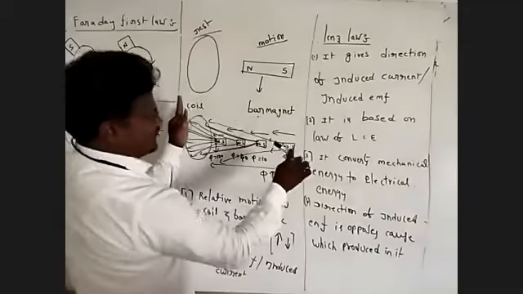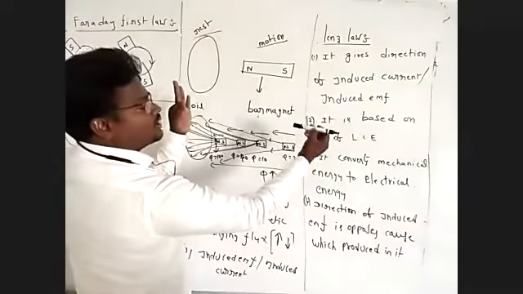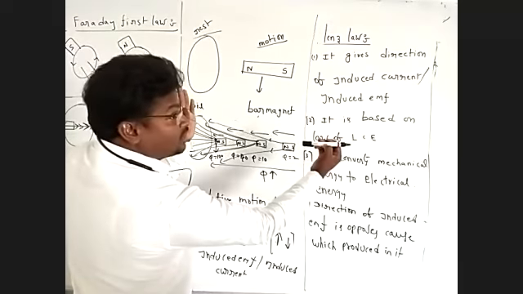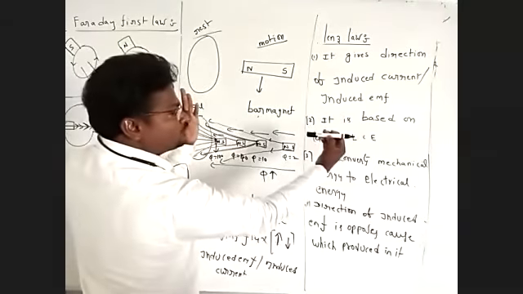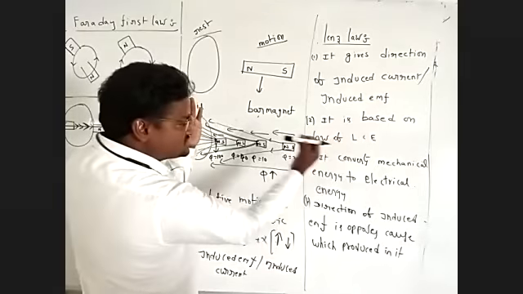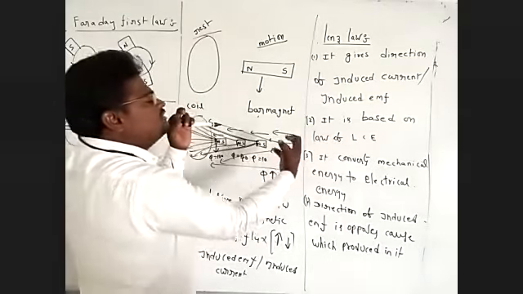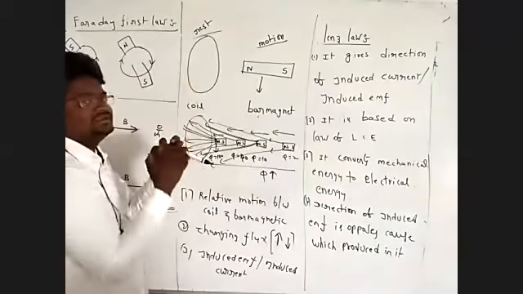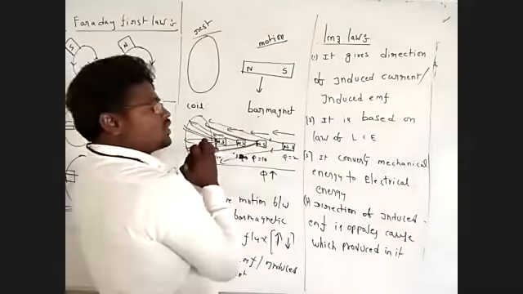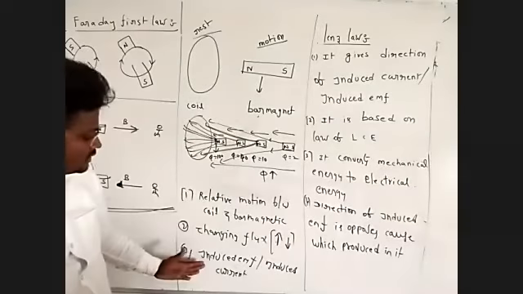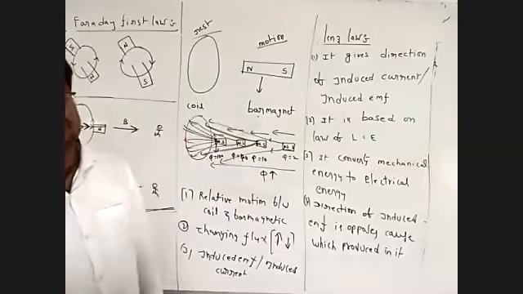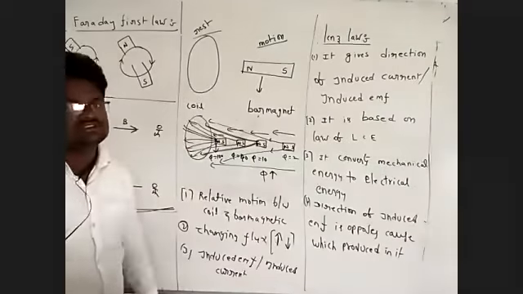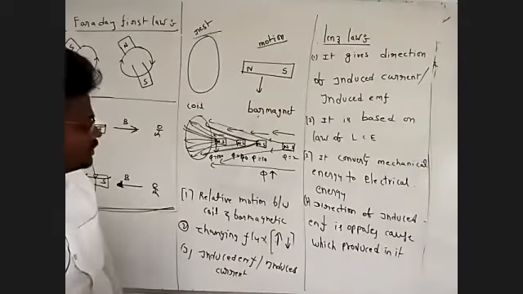So this is a coil, this is a bar magnet. The north pole of the bar magnet is moving towards the coil. So many flux lines are linked with the coil, increasing flux lines linked with the coil. Then induced EMF or induced current is set up in the coil. That is first. Now we are getting induced EMF.